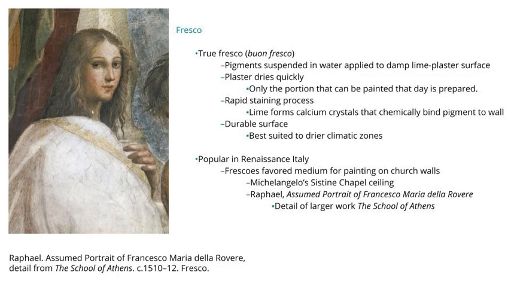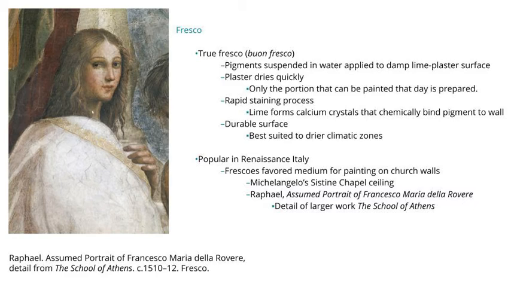Now let's look at fresco. When you're talking about fresco, people will often say buon fresco, which means true fresco, and that just means that it's actually fresco and not fake fresco. People feel the need to clarify that. So for fresco or true fresco, pigments are suspended in water and applied to a damp lime plaster surface. The plaster dries quickly, so only the portion that can be painted that day is prepared. Basically, you're making it bind directly to what the wall is made out of, so it won't flake off. It is actually a part of the wall itself.